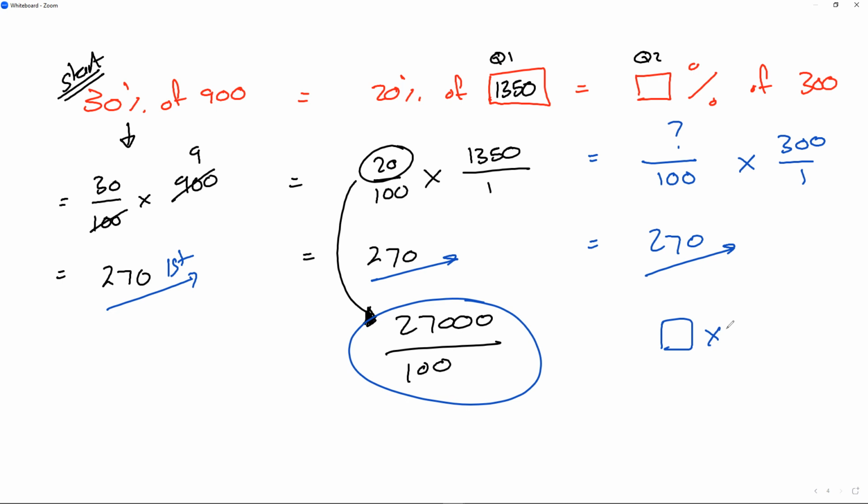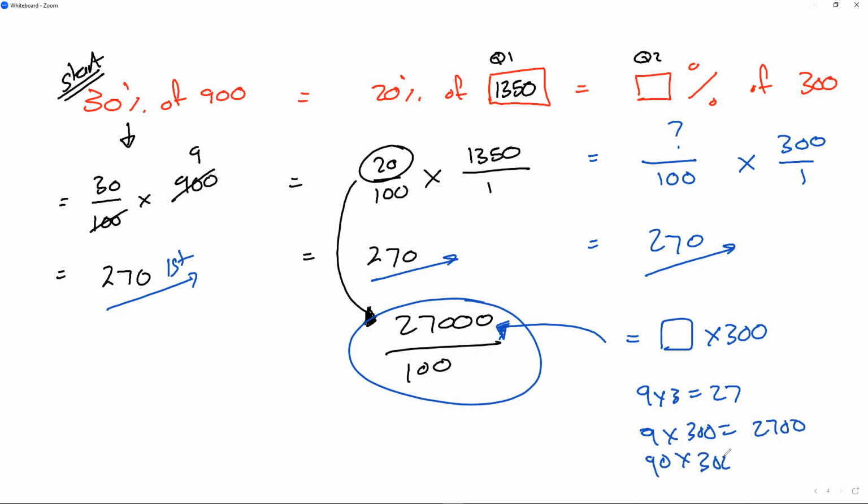So some number times 300 must equal 27,000. Now I know that 9 times 3 is going to give me 27. So 9 times 300 is going to be 2,700. So 90 times 300 will come to 27,000. So if this number is 90, then I will end up with 27,000 over 100, and that will cancel out to get 270. So the answer we're looking for here is 90 by comparison.